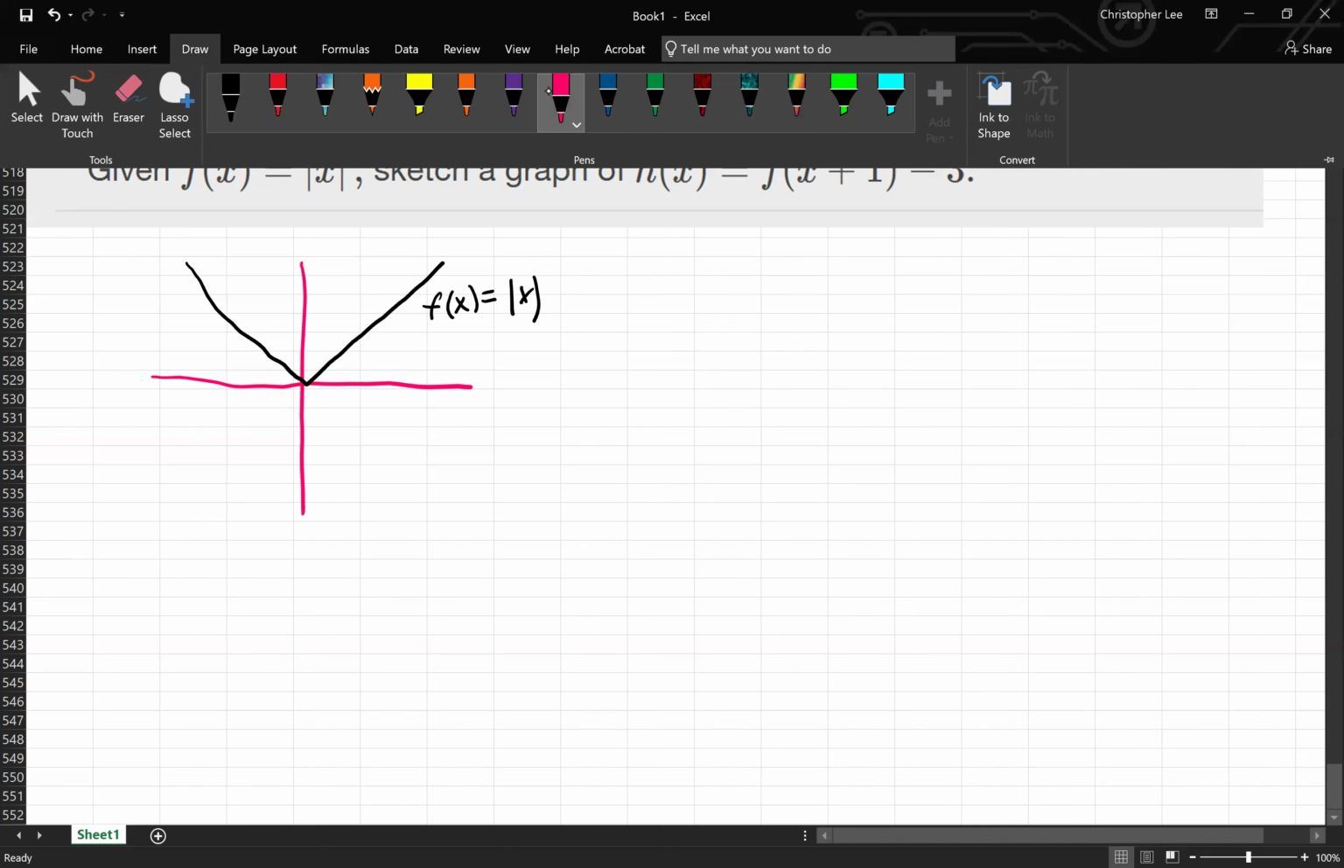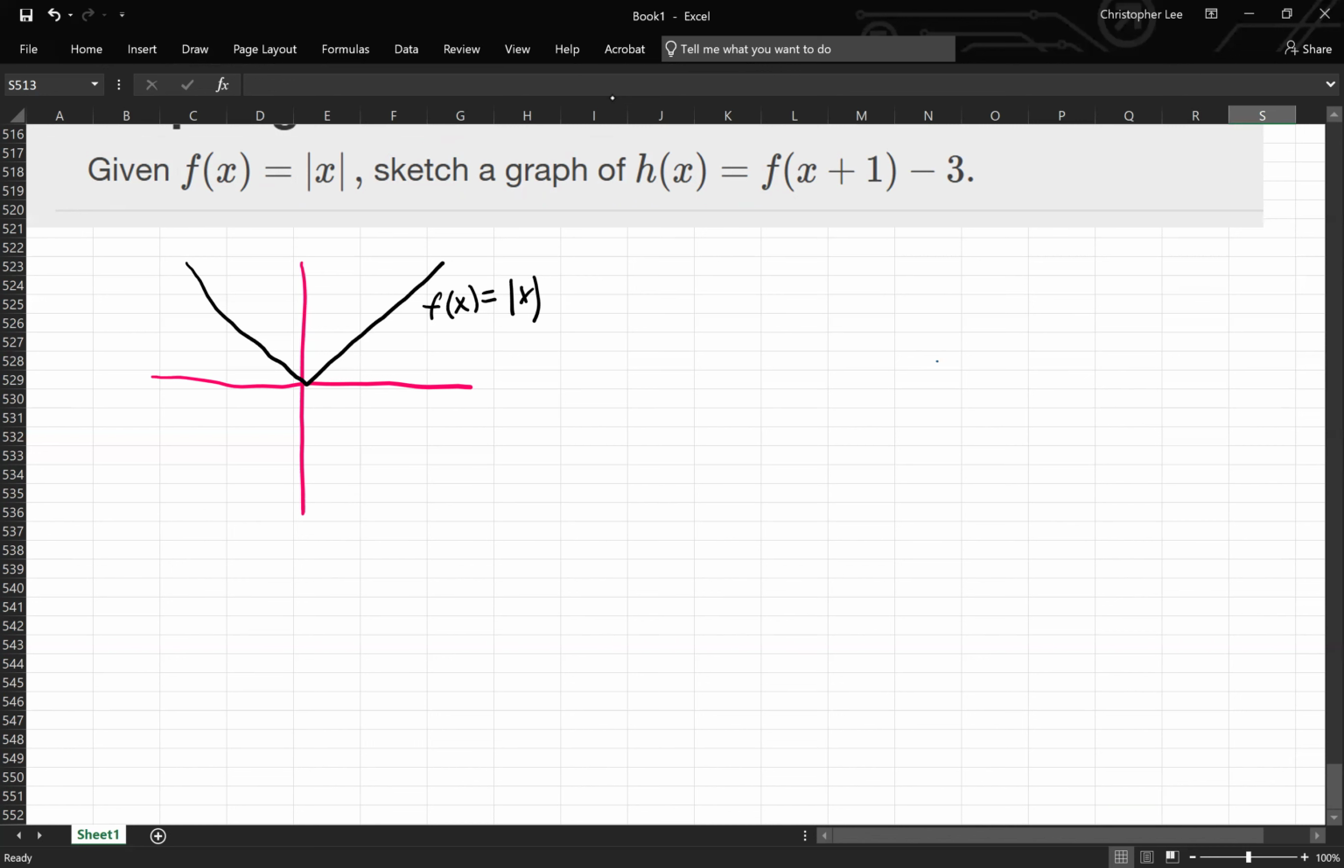You know what? I'm gonna do it on the same one, but hold on. I'm gonna pick another color. I'm gonna do the blue. All right, so for the h of x now, I'm gonna be shifting it 1 unit to the left, right? And then down 3 units, right? So I'm gonna come over here, 1 unit to the left, and then down 3.